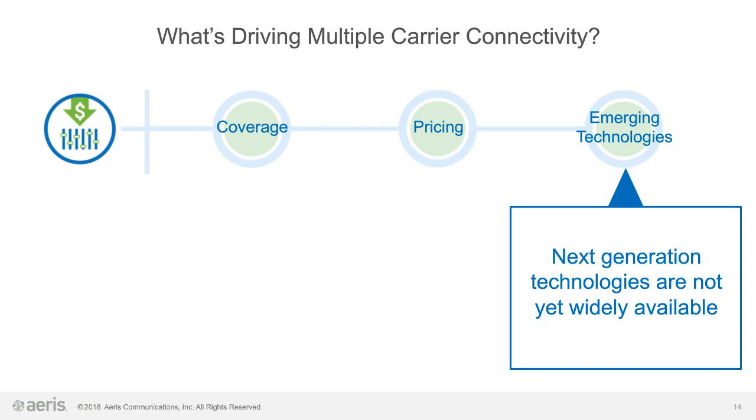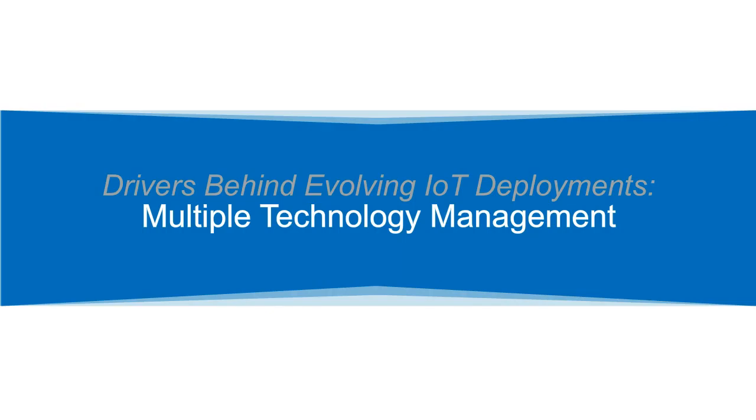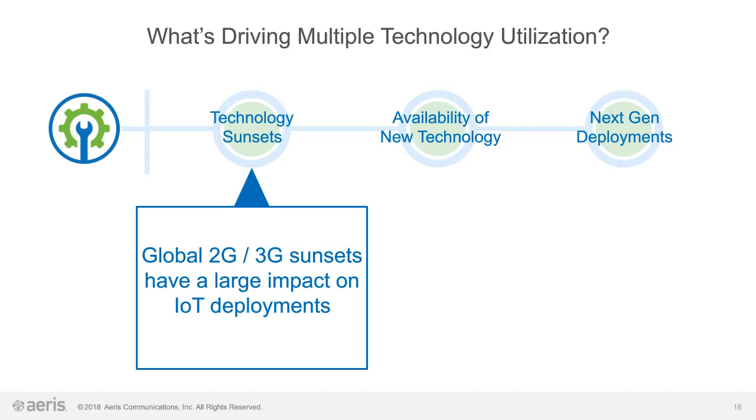With that, now we're going to take a look at the drivers behind multiple technologies. Why are IoT solution designers, deployers, and builders taking a look at multiple technologies? In the past with IoT deployments, it was easier to pick one technology and go with it. But the reality is that solutions are becoming far more complex, and the different technologies out there today, and the ones that are going away, can have tremendous impacts on decisions that you need to make.